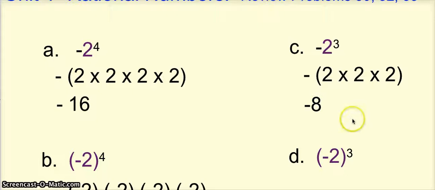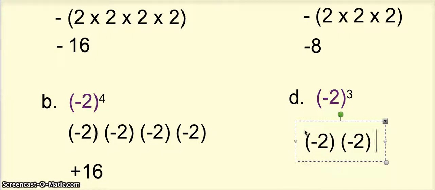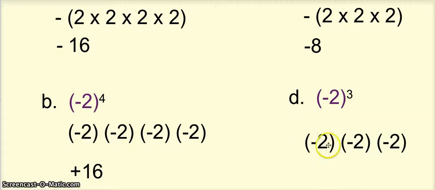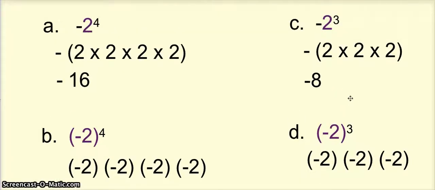In part D, the whole base is negative, so the negative is attached to the 2, so this means that I'm doing negative 2 times negative 2 times negative 2. Here we have to take into consideration the signs. So we have 1, 2, 3 negative signs, that is odd. Therefore, my overall answer is negative. And 2 times 2 is 4, times 2 is 8. And in this case, when the exponents were odd, then we ended up with negative 8 either way.